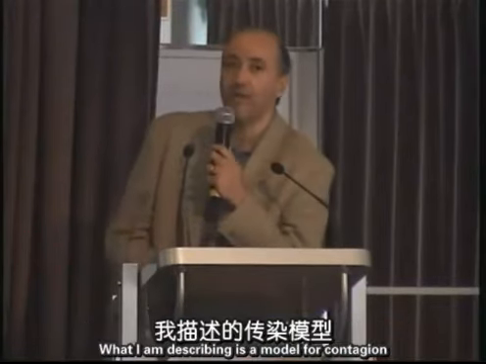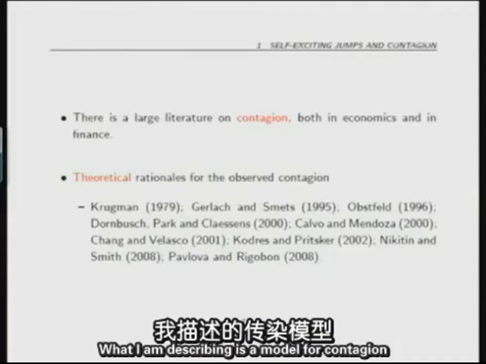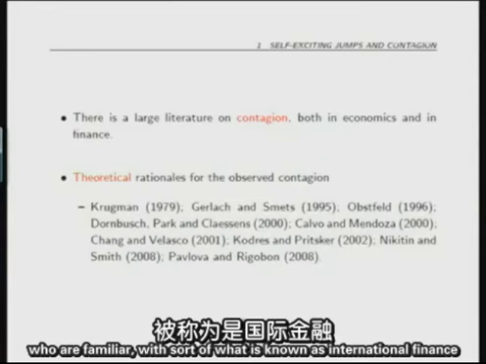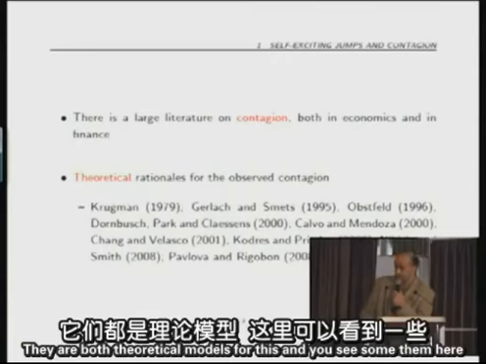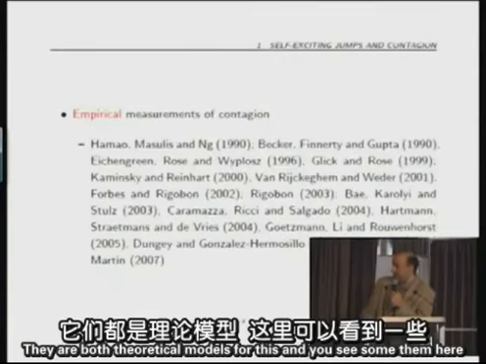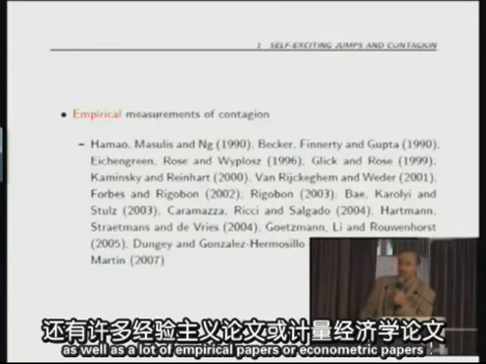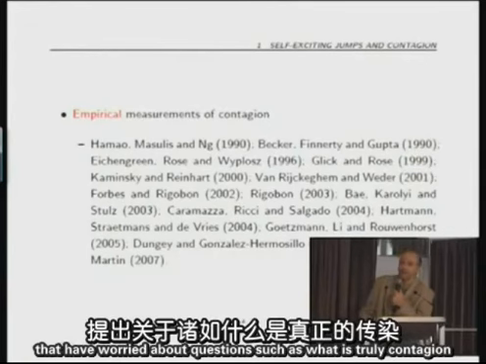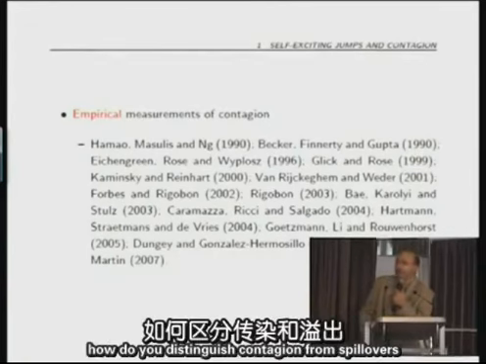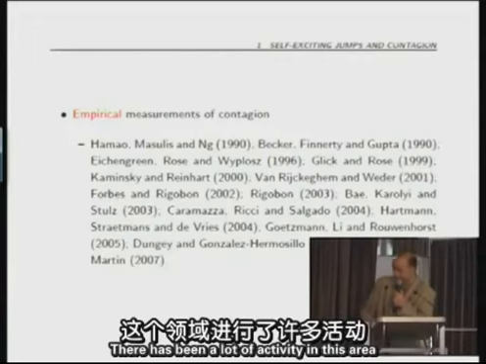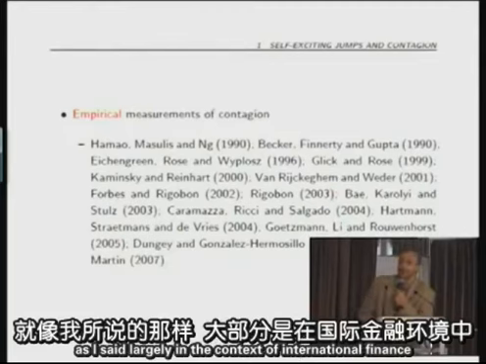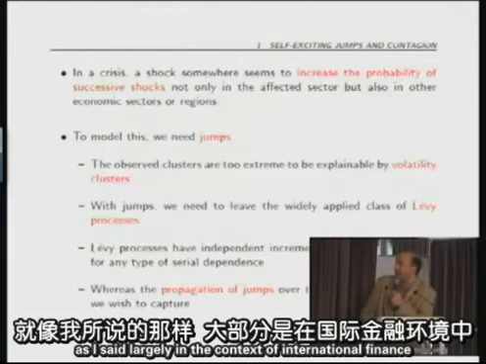So what I'm describing is a model for contagion, which is an area, for those of you who are familiar with what's known as international finance, that has seen a lot of activity over the years. There are both theoretical models for this. You see some of them here, as well as a lot of empirical papers or econometric papers that have worried about questions such as, what is truly contagion? How do you distinguish contagion from spillovers? How do you know through which mechanism these things work? How do you test for contagion? So there's been a lot of activity in this area, as I said, largely in the context of international finance.